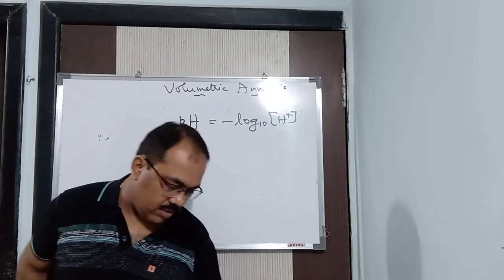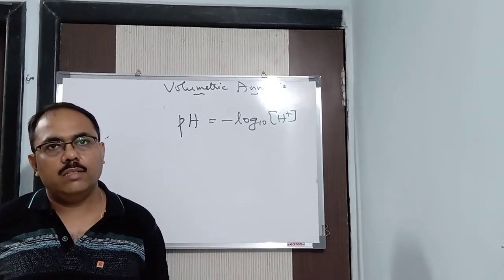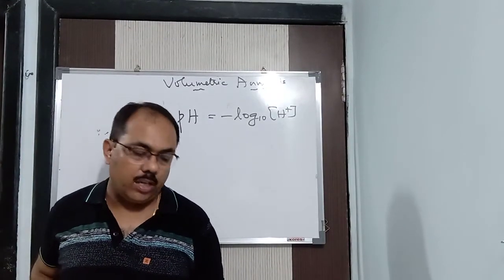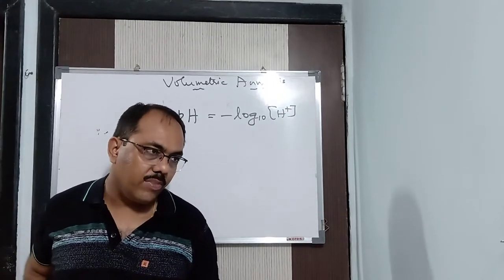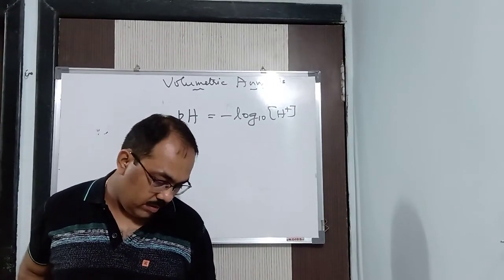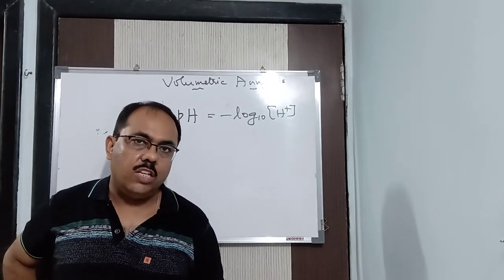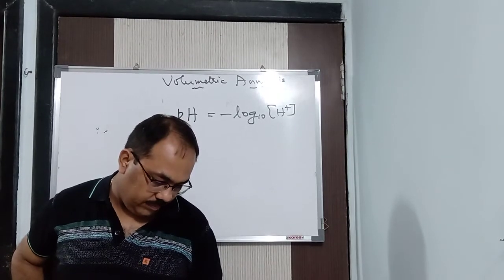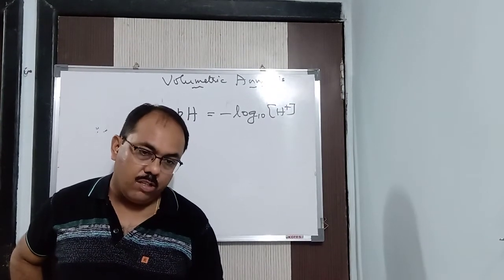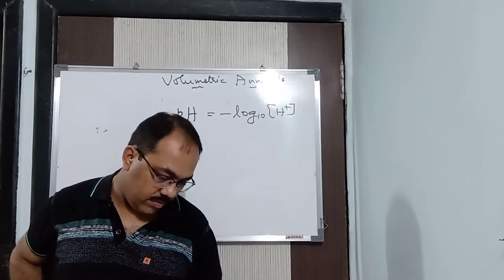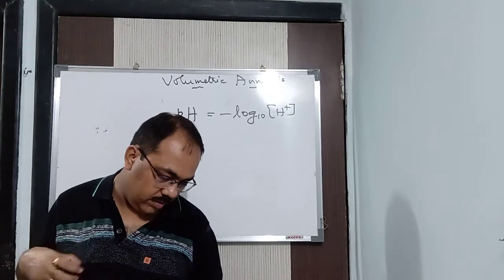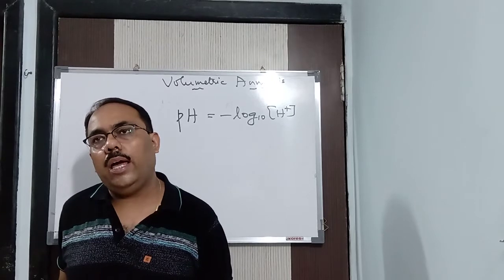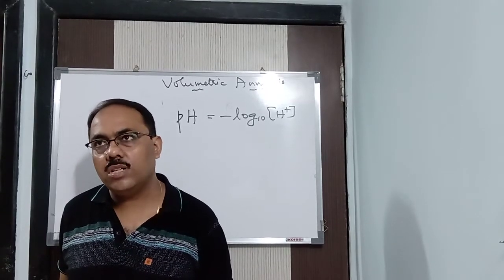Now the next category is weak base and strong acid. Weak base like you can take NH4OH, and strong acid like you can take HCl. In the titration of NH4OH and HCl, the pH of the equivalence point lies between 4 and 6.5. Hence, methyl orange and methyl red can be used as suitable indicator.